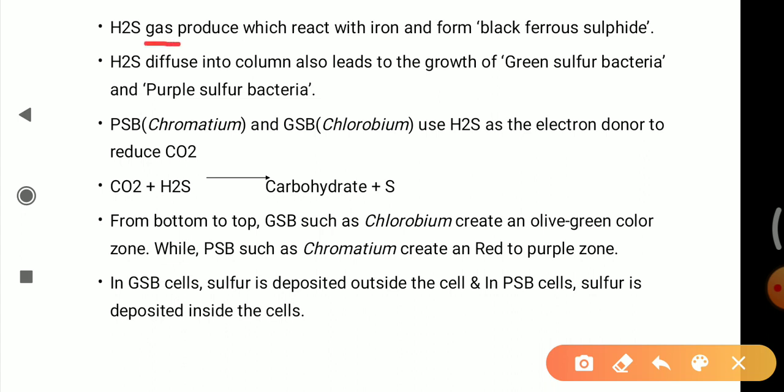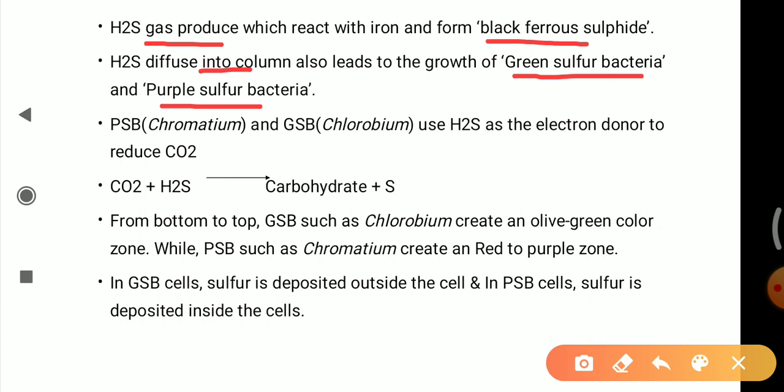H2S gas produced will react with iron and form black ferrous sulfide. A large amount of H2S diffuses and reacts with iron to form black ferrous sulfide. H2S diffused into the column also leads to the growth of green sulfur bacteria and purple sulfur bacteria.